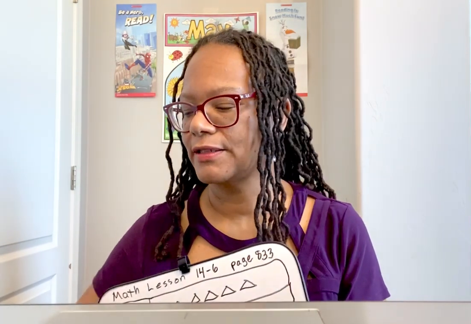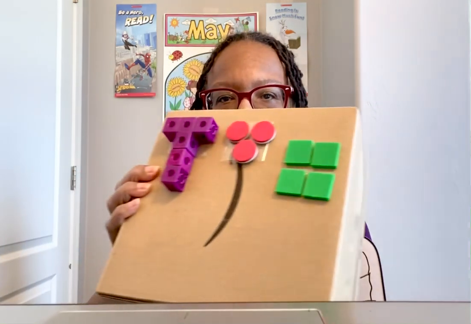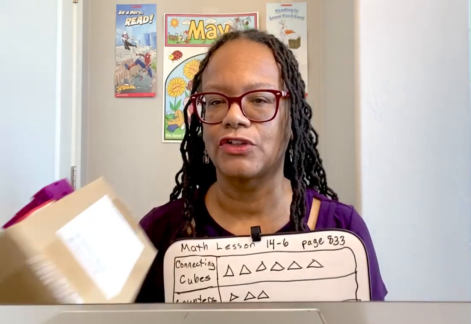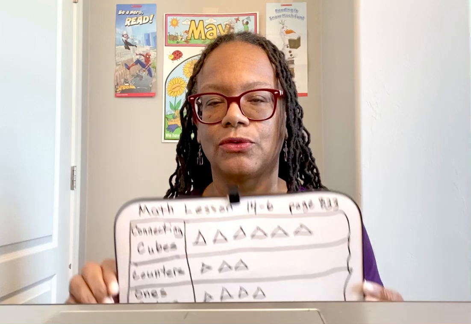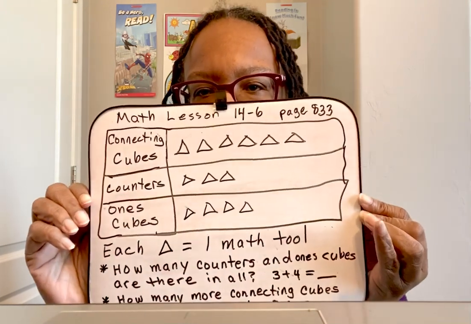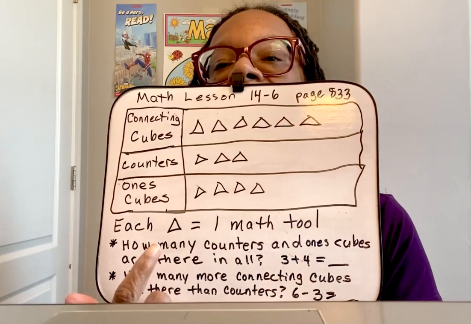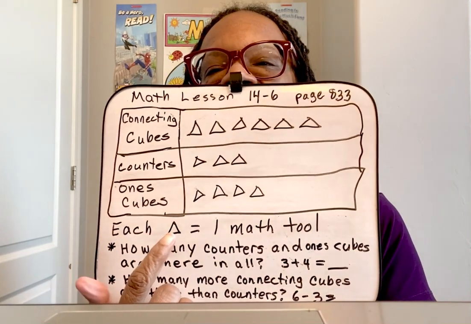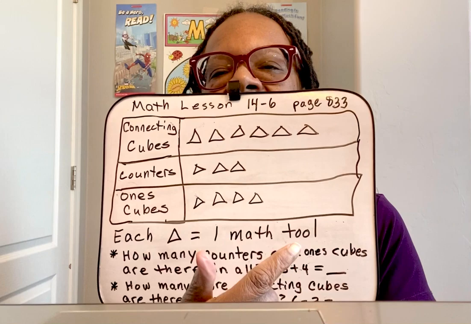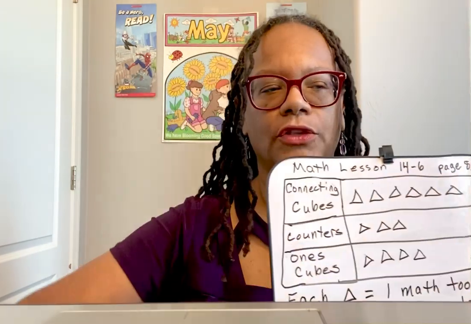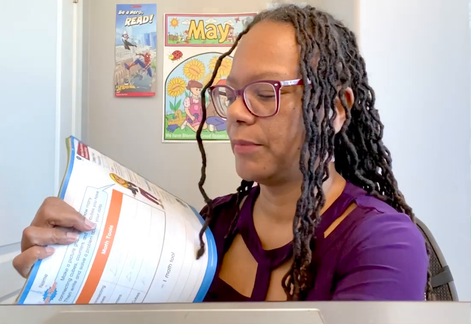When you put them on the picture graph, we decided to use a triangle because these shapes are all different. So we decided to use something totally different. So in this part of the book, it says each triangle equals one math tool. I'll show you this in a minute again, but let me show you what it looked like in your book.